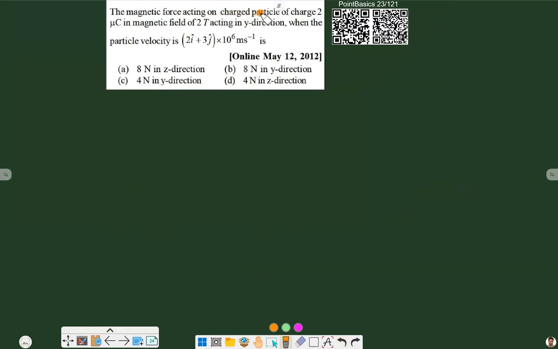Magnetic force acting on a charged particle of 2 microcoulomb in a magnetic field of 2 Tesla in y direction, when the particle velocity is given. So we have to find out the magnetic force. The charge is 2 into 10 raised to power minus 6 coulomb. The magnetic field is 2 Tesla in y direction, so 2J, and the velocity is 2I plus 3J into 10 raised to power 6.